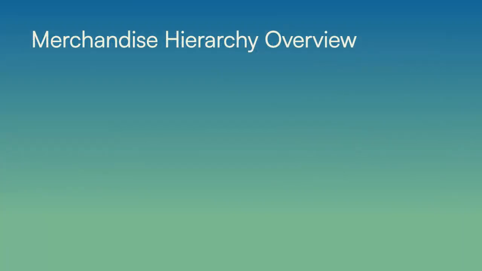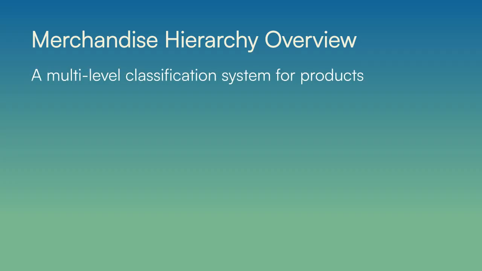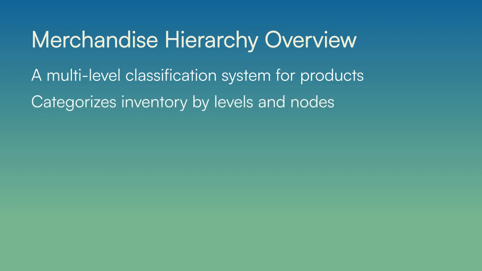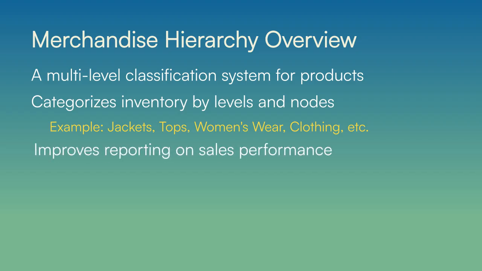The Merchandise Hierarchy feature allows businesses to create a multi-level classification system for their products. This classification system categorizes inventory by different levels and nodes. For example, a retailer might organize a specific style of a jacket under categories like jackets, tops, women's wear, clothing, etc. Specifying these categories allows you to track and report on things like sales performance.